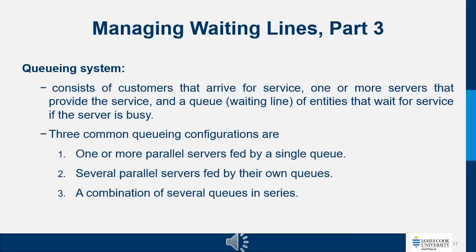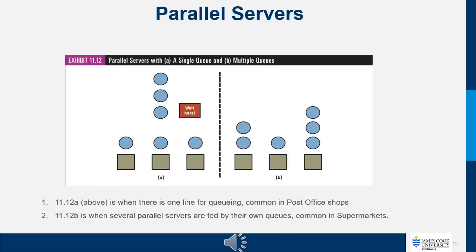So there are three common queuing configurations: one or more parallel servers fed by a single queue, several parallel servers fed by their own queues, and a combination of several queues in series. Let's have a look at one of those examples that we mentioned. In A, on the left side, there is one line for queuing and there are like three servers, like a post office, right? When we go to a post office, we always stand in one line, but there are multiple people serving.